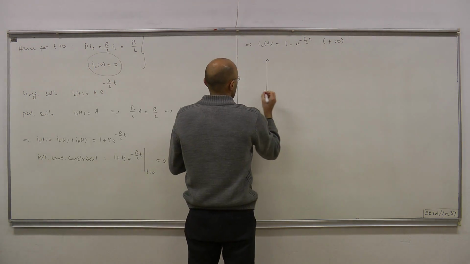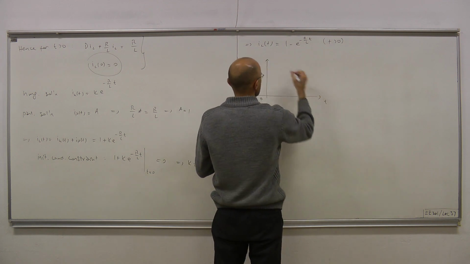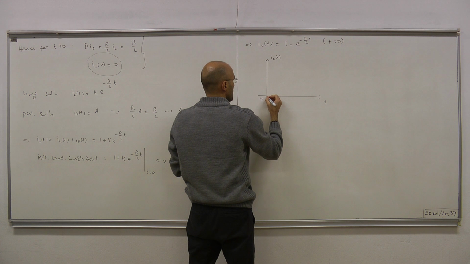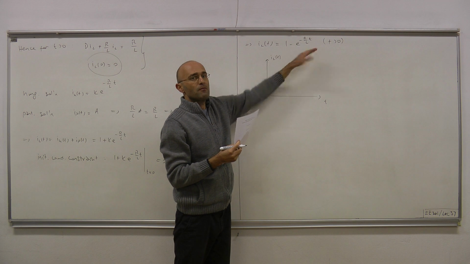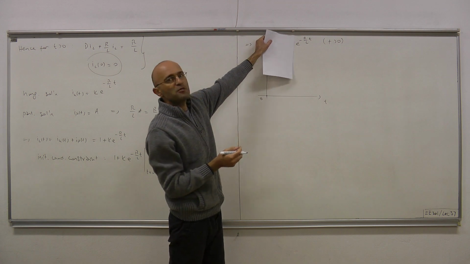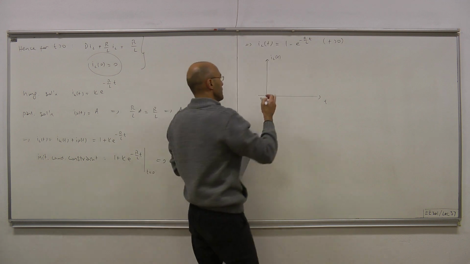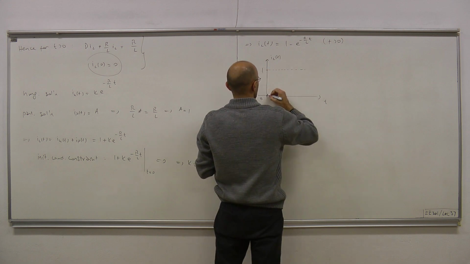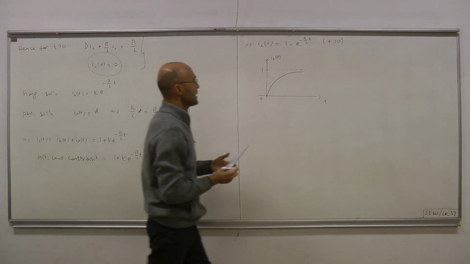So this looks like the following. 0, t, and this is IL(t). Initially at t equals 0, it's at 0, because 1 minus 1 is 0. As t goes forward, as t becomes larger and larger, this exponential term becomes smaller and smaller. It approaches 0. Okay, so the overall term, therefore, in the limit approaches 1. So what we have is, therefore, this is 1, something like this. Okay. That's IL(t).